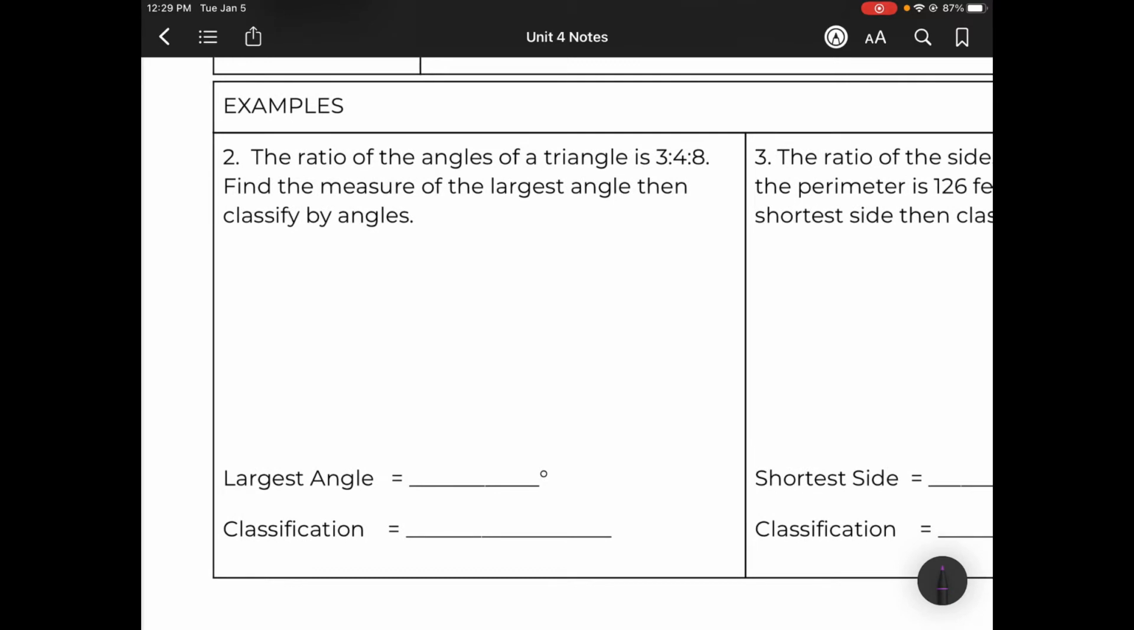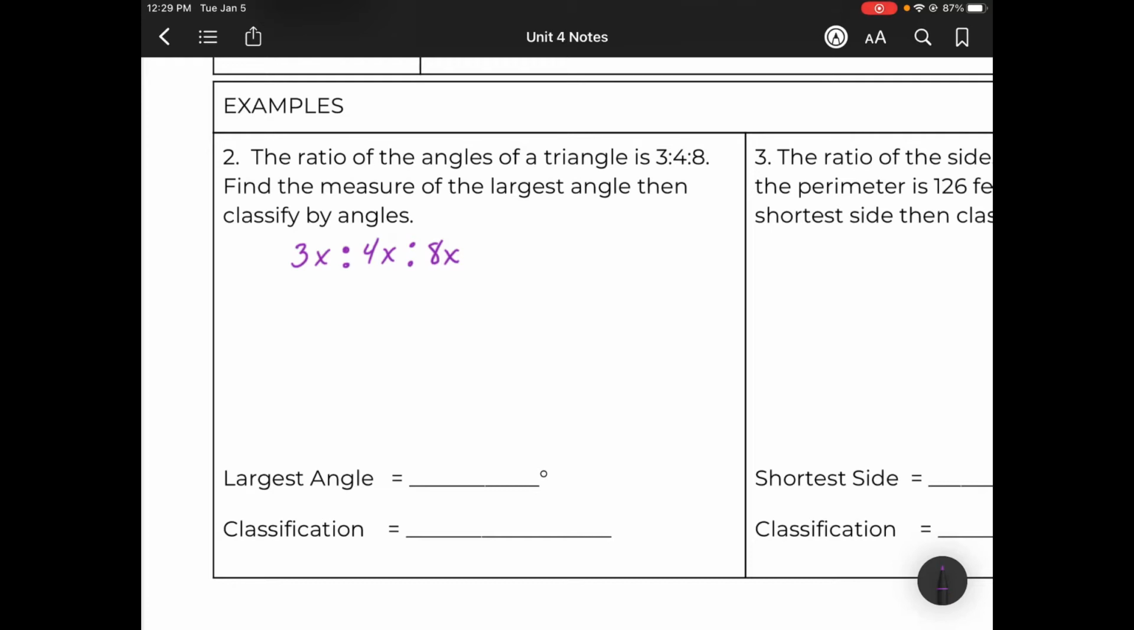So number 2, they tell us that the ratio of the angles of a triangle, meaning the angle measures in degrees, is 3 to 4 to 8. Now this does not mean that the angle measures are 3, 4, and 8, because those would not add up. 3 degrees, 4 degrees, and 8 degrees would not make a triangle because the numbers are too small. However, we can understand that really the angle measures could be 3x to 4x to 8x, where x is that common factor that we simplify our ratio by to get down to a simplified 3 to 4 to 8.